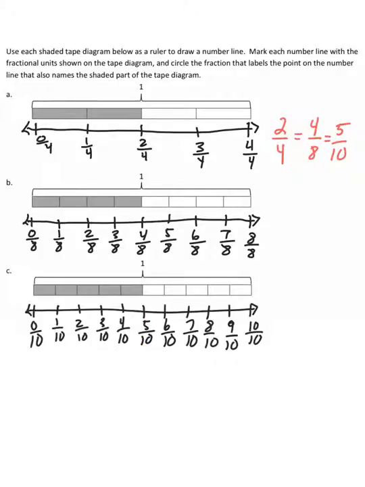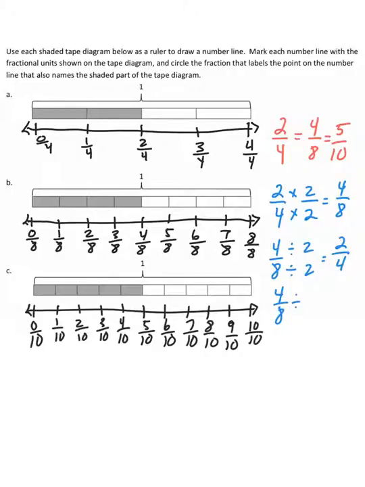So let's show this using multiplication and division. If we take 2/4, we can multiply the top and the bottom by 2 to get 4/8. If we take 4/8, we can divide the top and the bottom by 2 to get 2/4. Or we could say 4/8, divide the top and the bottom by 4, and we get 1/2, because 2/4 and a half are equivalent fractions.